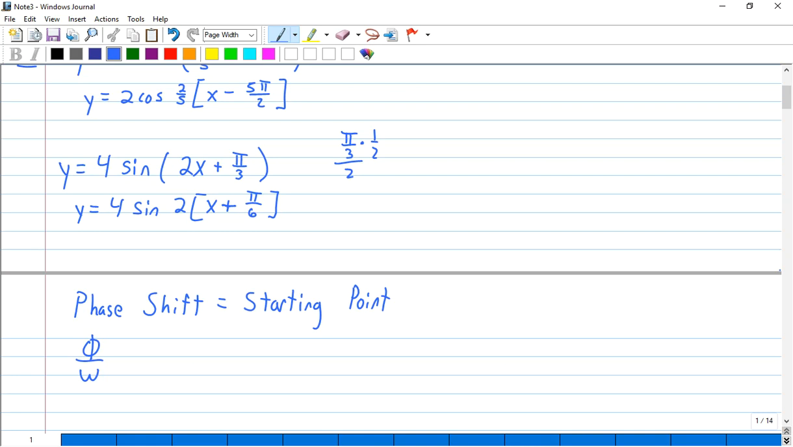All right, so that's the difference in the plus sign and the minus sign. If you have a minus in front, you have a positive phase shift because of the formula. If you have a plus in front of the phi over omega, like this problem right here that we just worked out, the phase shift, or the new starting point, is equal to negative pi over 6. So that's where we would start one complete period on the x-axis at negative pi over 6.